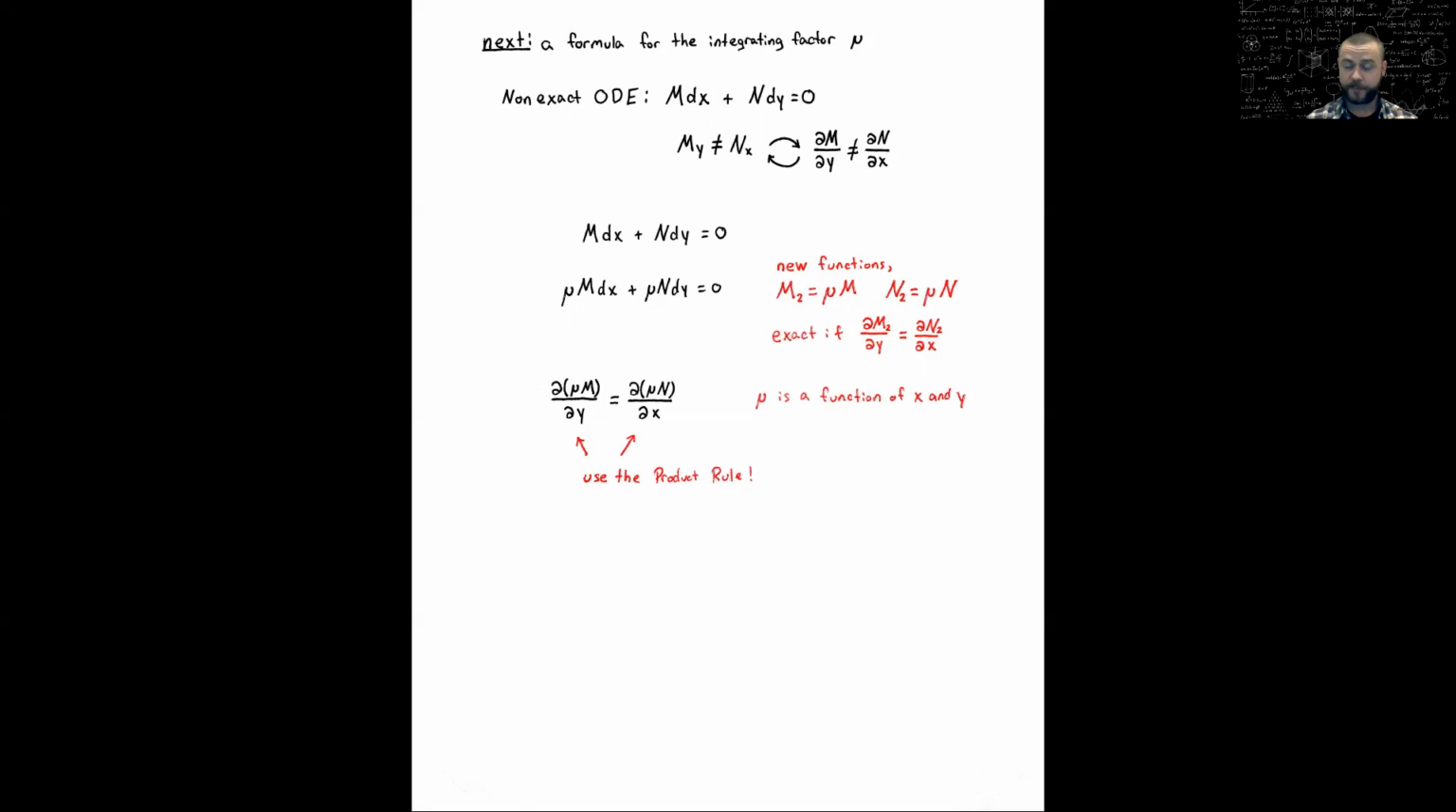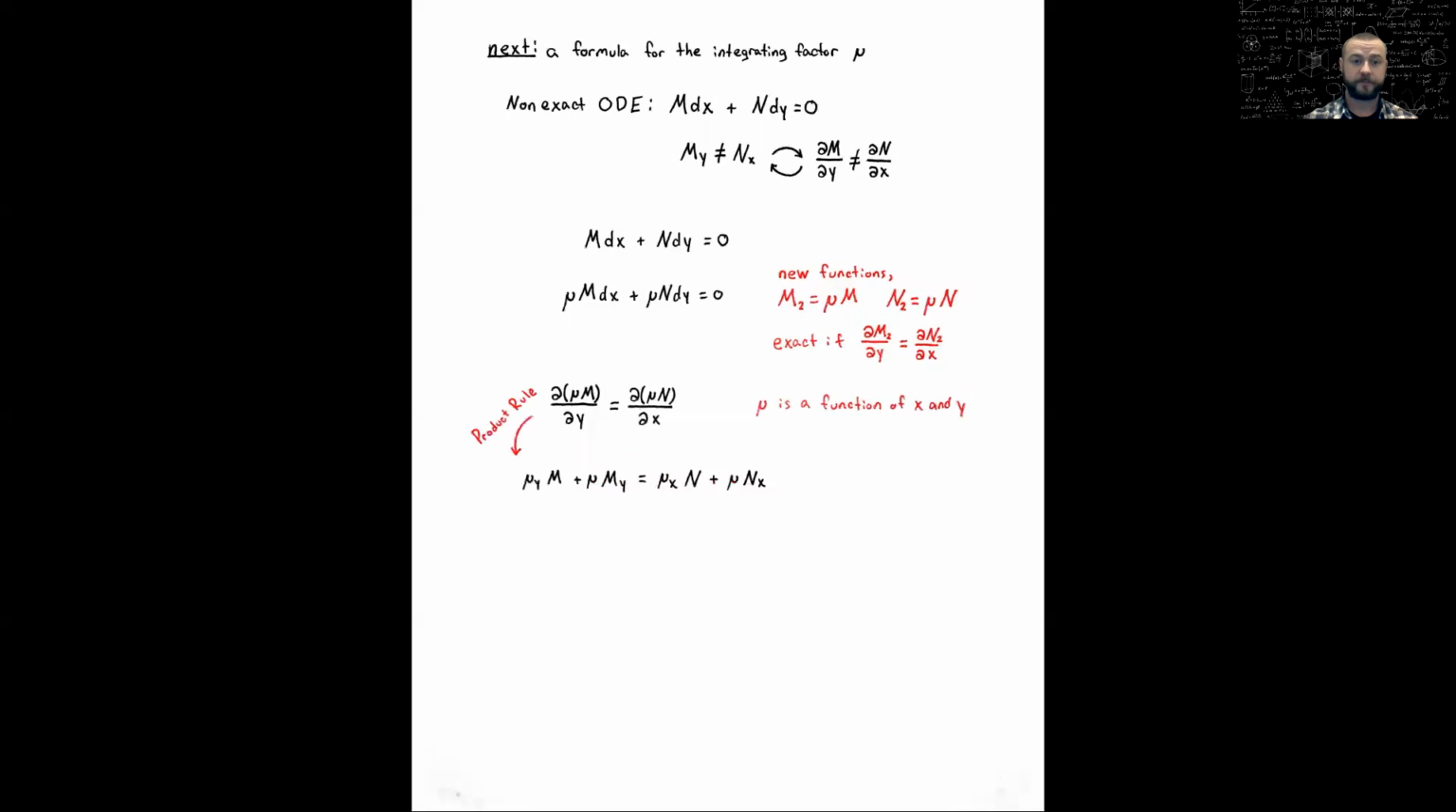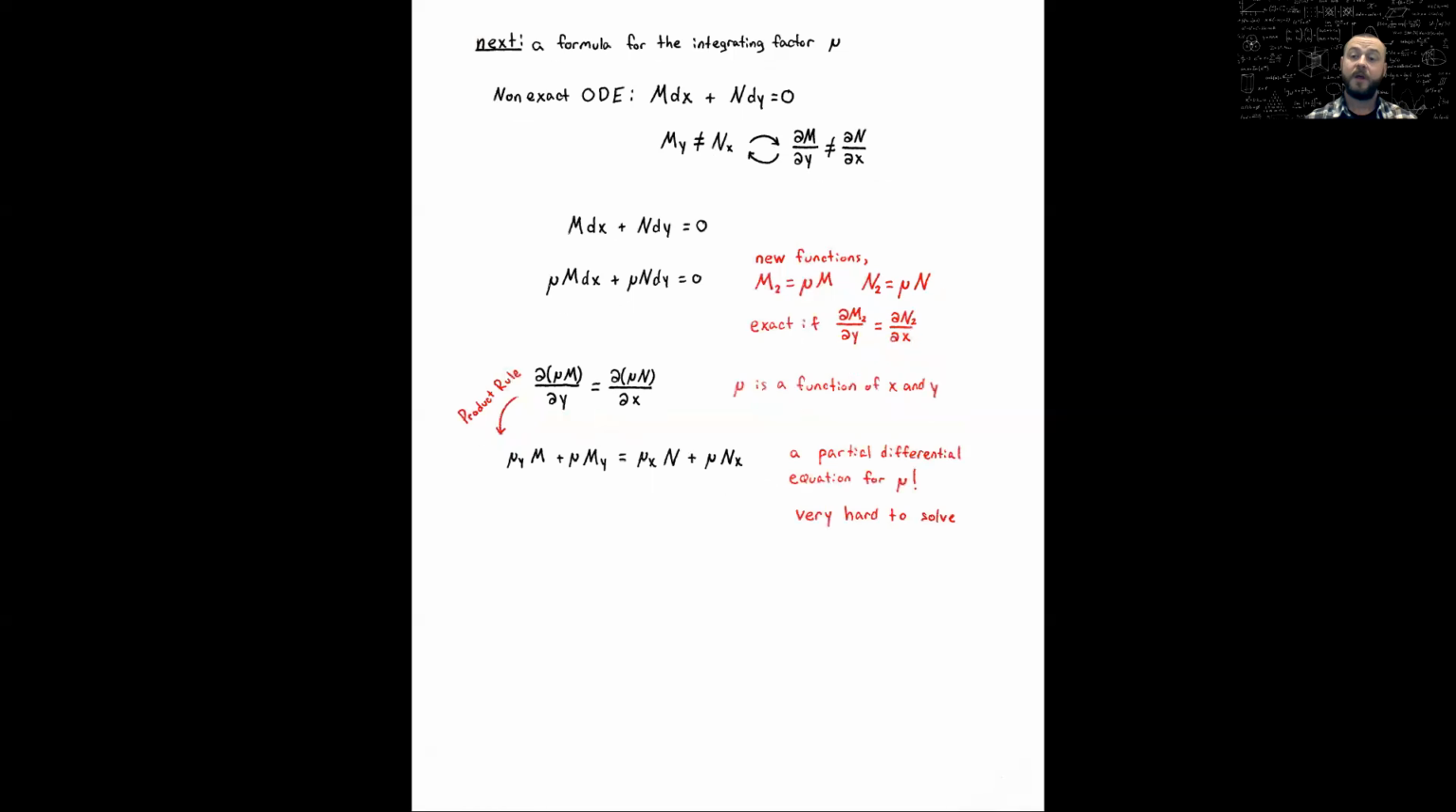All right, so if we proceed, we're going to implement the product rule. In terms of notation, I'm going to express the partial derivatives with our new subscript notation. So if you apply the product rule to the left side for mu m and its partial derivative, and apply the product rule to the right side for the partial derivative of mu n, we should get to here. And this is actually what we call a partial differential equation for mu.